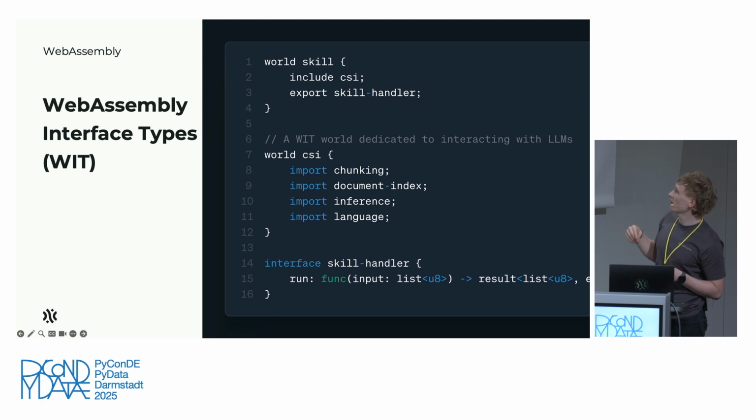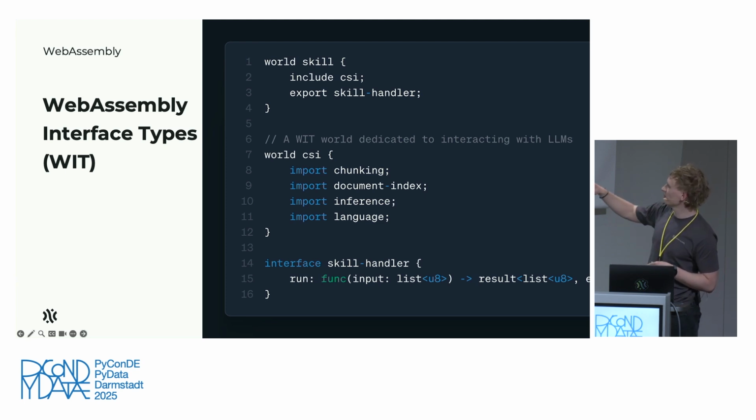And you can see for our world skill, so skill is the term we use in our team to refer to this AI methodology, we include this other world, the CSI world, which we'll get to in a second. And then in the CSI world, we have the 4 different imports listed. One is chunking, then document index, which is the vector database we maintain at Aleph Alpha. We import an inference module, which allows us to talk to large language models, and also a language module to detect languages. And then what we export in the skill world is just a single interface called skill handler, which exposes a single run function.